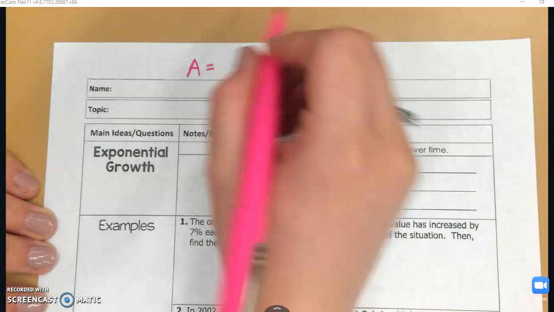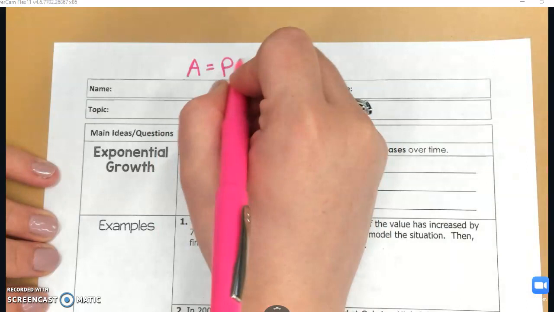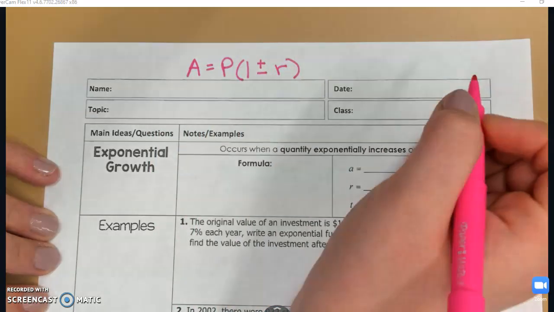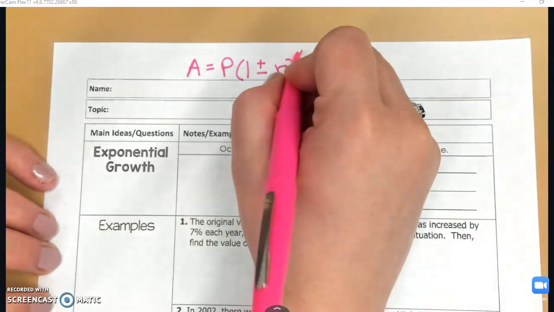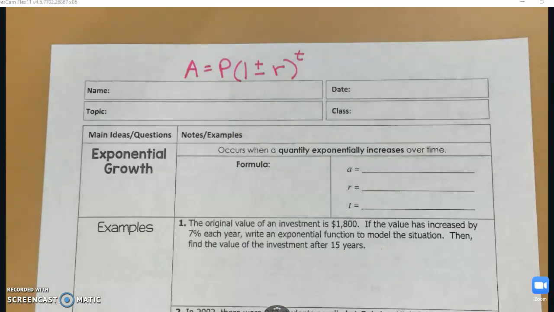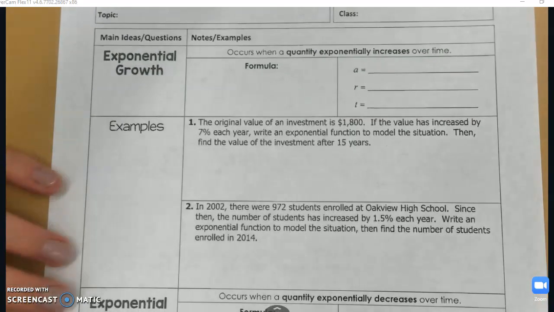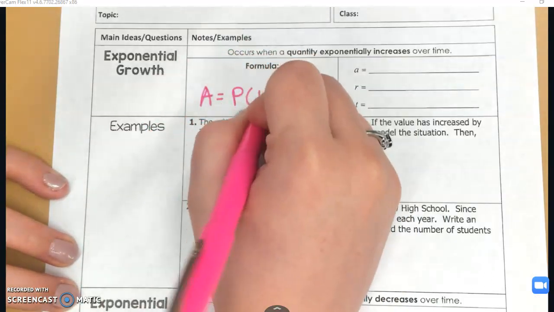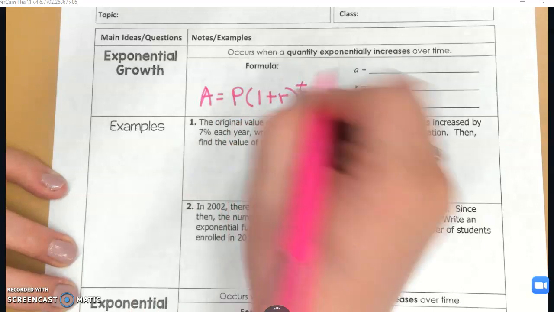Our new value is equal to the principal, the initial, times 1 either plus or minus the rate of increase/decrease, to the t power. So it's really one formula. Whether you're adding or subtracting depends on if it's growth or decay. So let's start with growth. When I have growth, that means I am adding my rate of increase.